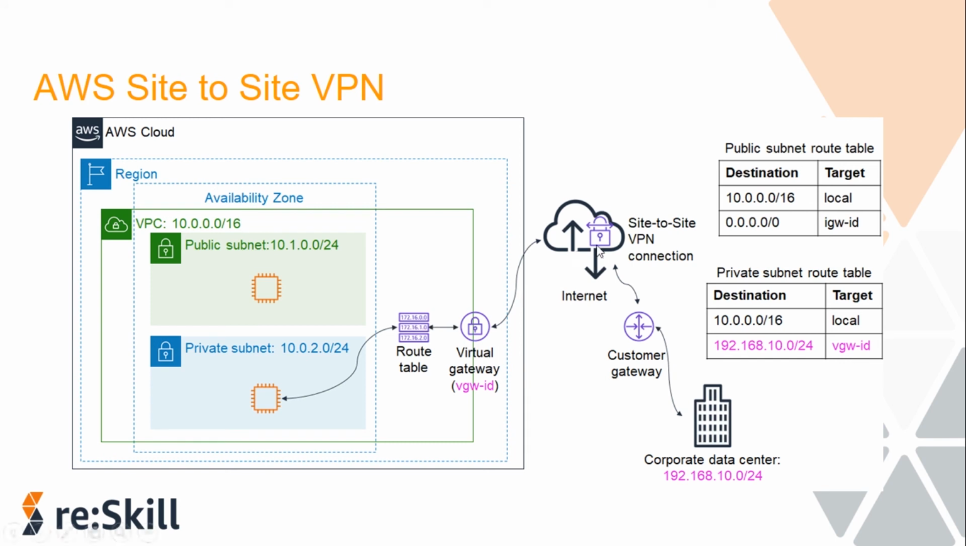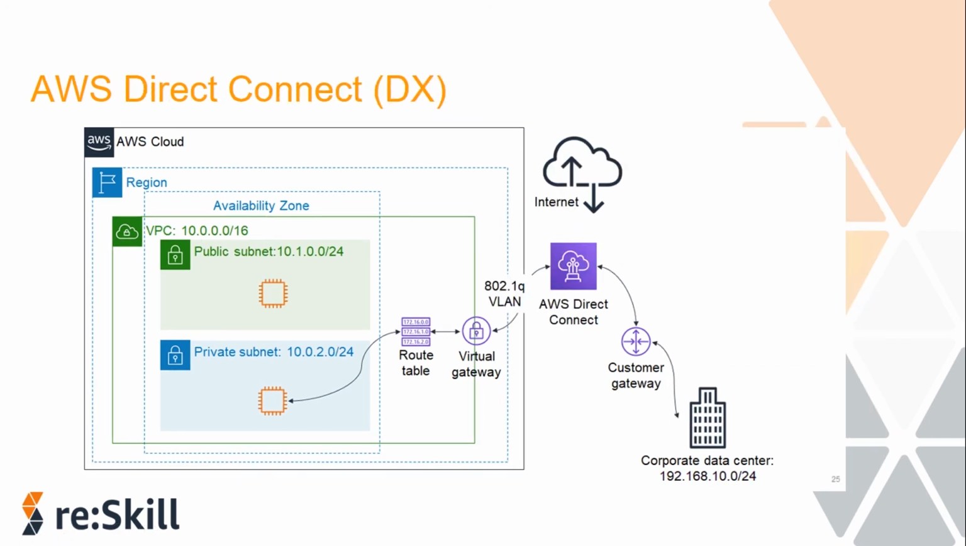Now, VPN establishes a connection over the internet. Although it is secure and encrypted, it is still establishing the connection over the internet. What if you have a requirement that the hybrid communication should not involve the internet at all? In that case, you can go for Direct Connect, in short DX. One of the challenges of network communication through the internet is network performance. Performance can be negatively affected if your data center is located far away from your AWS region.